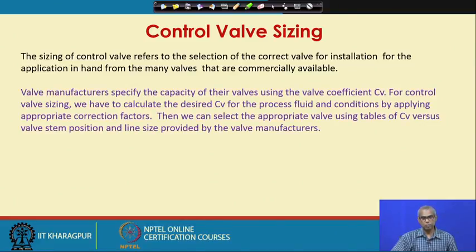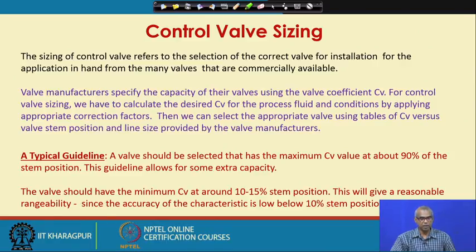Valve manufacturers specify the capacity of their valves using the valve coefficient CV. For control valve sizing, we have to calculate the desired CV for the process fluid and the conditions by applying appropriate correction factors. Then you can select the appropriate valve using tables of CV versus valve stem position and line size provided by the valve manufacturers.